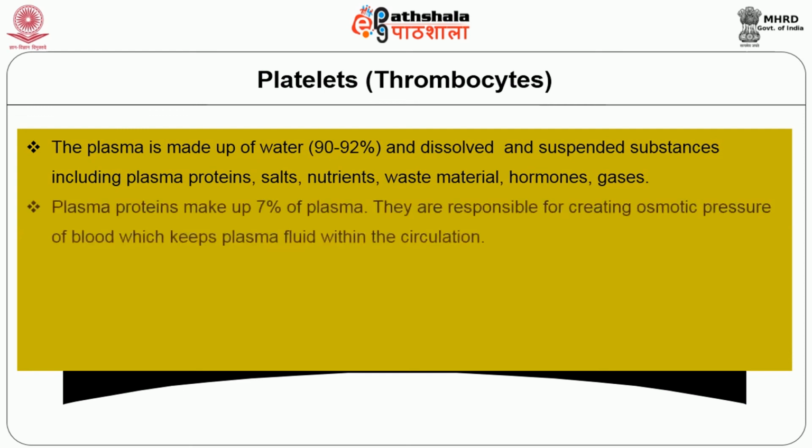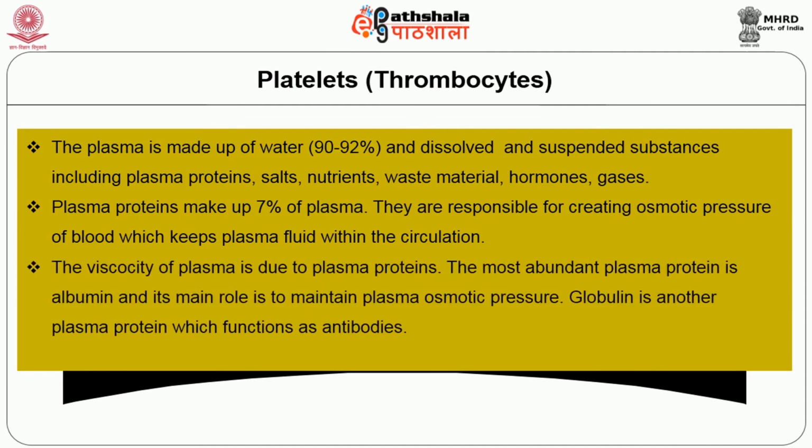The plasma proteins make up 7% of the plasma. They are responsible for creating the osmotic pressure of blood, which keeps the plasma fluid within the circulation. The viscosity of plasma is due to plasma proteins. The most abundant plasma protein is albumin, and its main role is to maintain the plasma osmotic pressure. Globulin is another plasma protein which functions as antibodies. It carries hormones and inhibits some proteolytic enzymes.